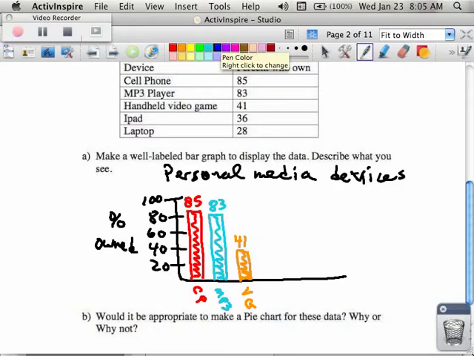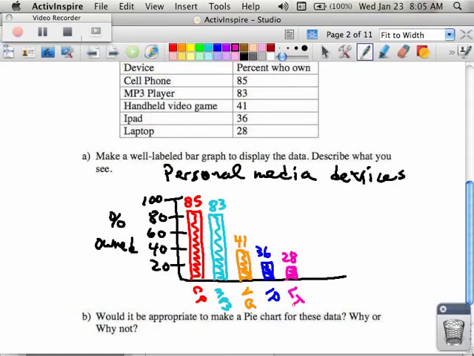And then iPad, 36. And laptop, 28. Do they allow colored pencils on the EP exam? Well, that's a good question. I don't remember off the top of my head. I don't think so.